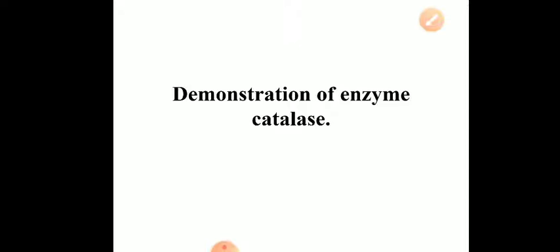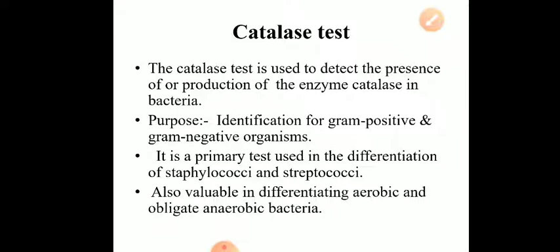Now, what is the role of enzyme catalase? See, the catalase test is used to detect the presence or production of the enzyme catalase in bacteria. What is the purpose of the test? The purpose of doing the test is identification of gram positive organism, gram negative organism. This is also a primary test used to differentiate between staphylococci and streptococci.